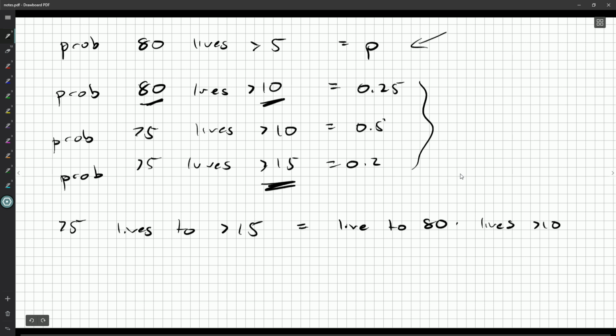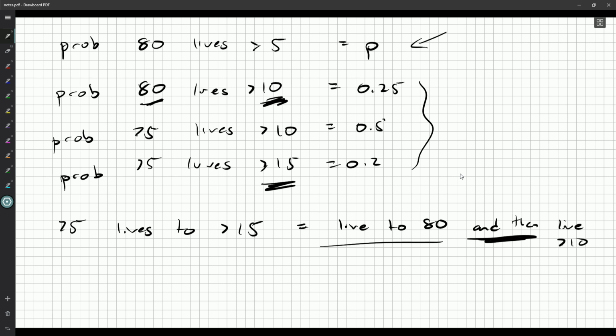So to be 75 and live until you're 90, you first have to live till you're 80 and be an 80-year-old who lives at least 10 more years. So we'll say you have to live till you're 80 and then, as an 80-year-old, live another 10 years. Now, when we deal with ands or and thens in probability, this is multiplication, something I teach my introductory or first year finite math class. I teach these guys this a lot.